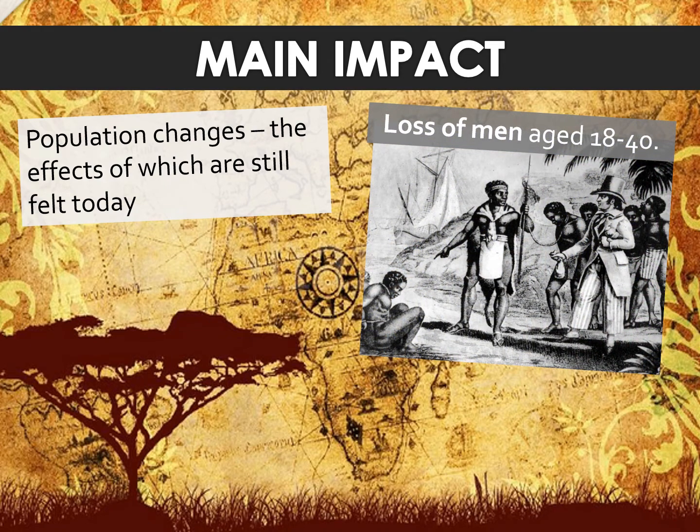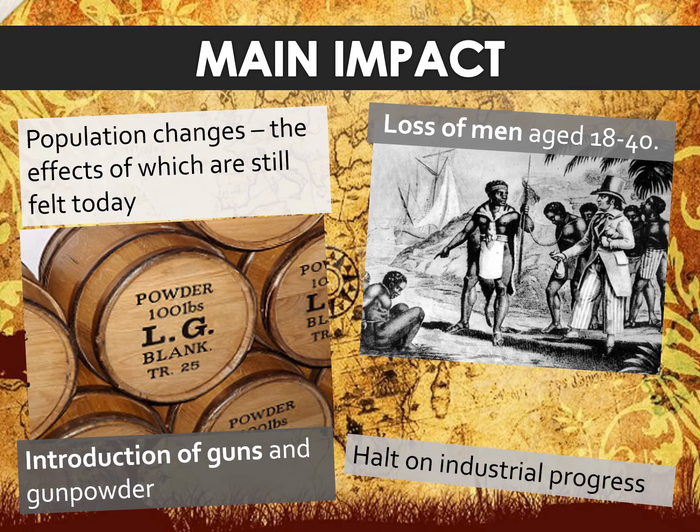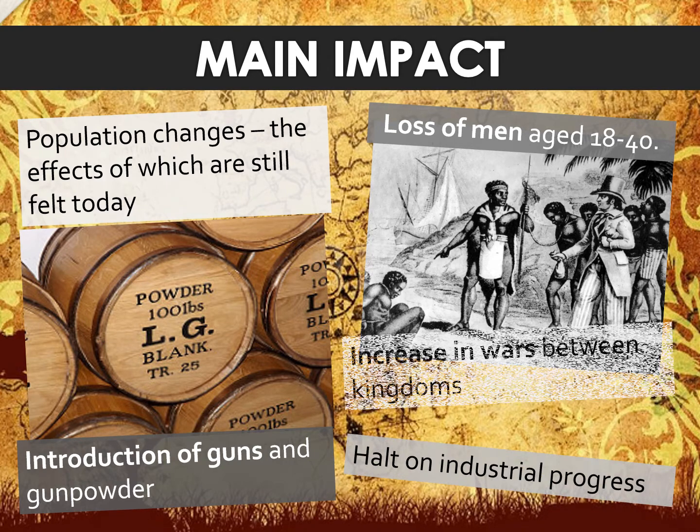There was a loss of men between the ages of 18 and 40, because these were the key ages for young slaves to be taken, because that was the best kind of labour age, especially the male ones. The introduction of guns and gunpowder was very negative to African societies, and there was a halt on industrial progress as well. This led to increases of wars between the kingdoms, and things didn't really develop in Africa the way they should have done had there not been intervention by the Europeans and the slave traders.